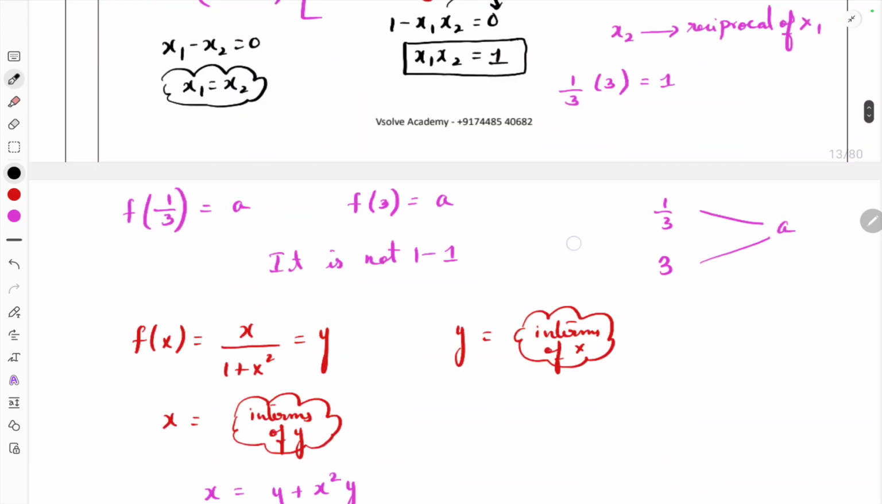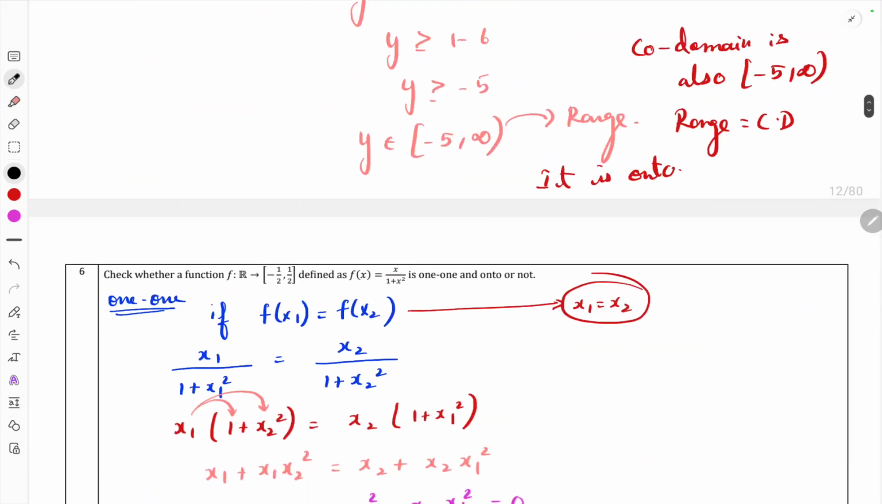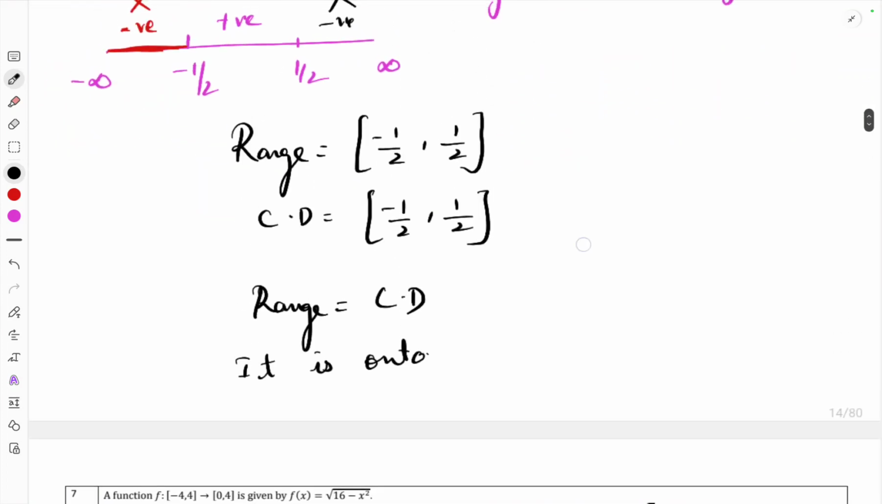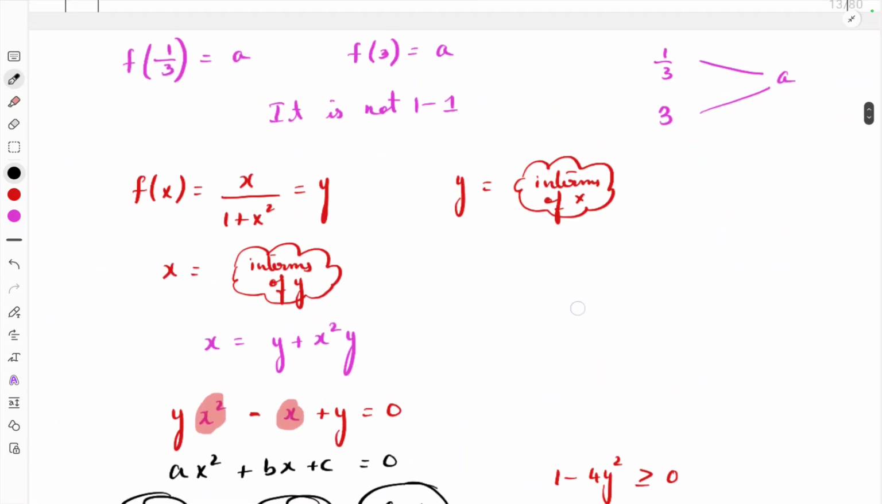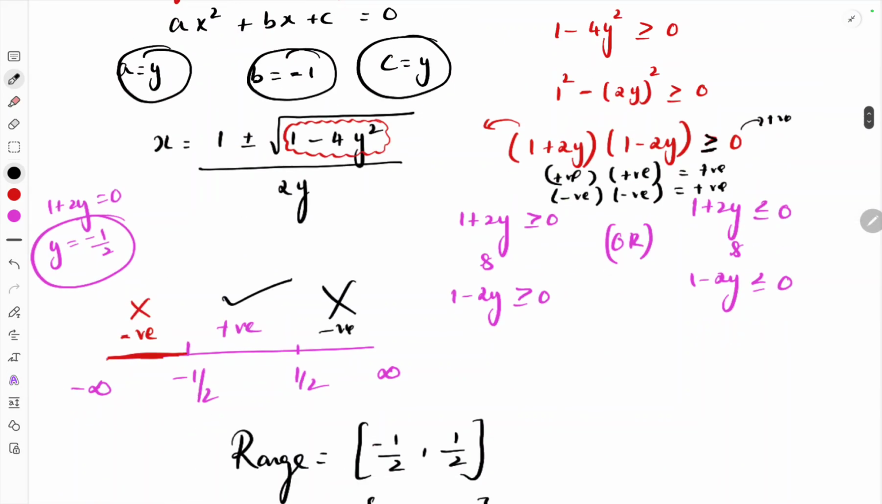So we have to check whether it is one-to-one and onto or not. Yes, it is both one-to-one as well as onto, which means it is a bijective function. I think it is one-to-one. Yes, it is not one-to-one, which means it is not bijective, because here it is not one-to-one.